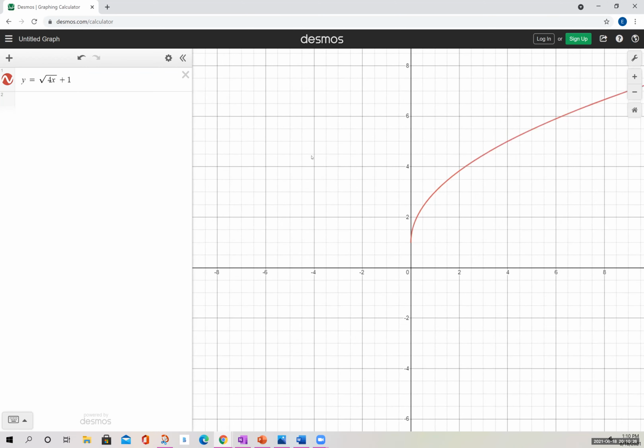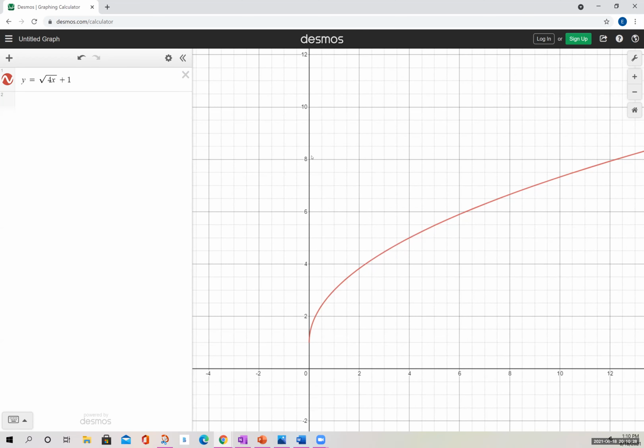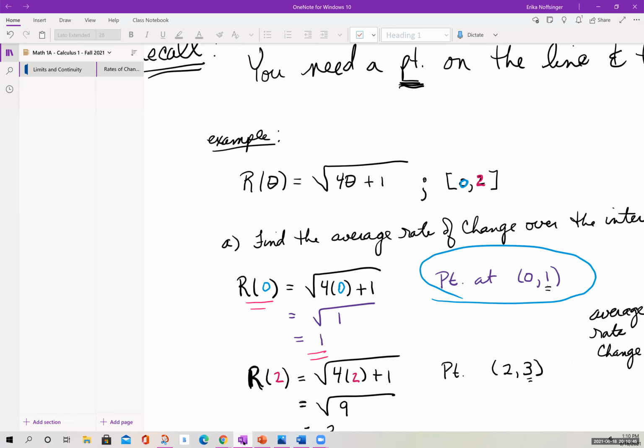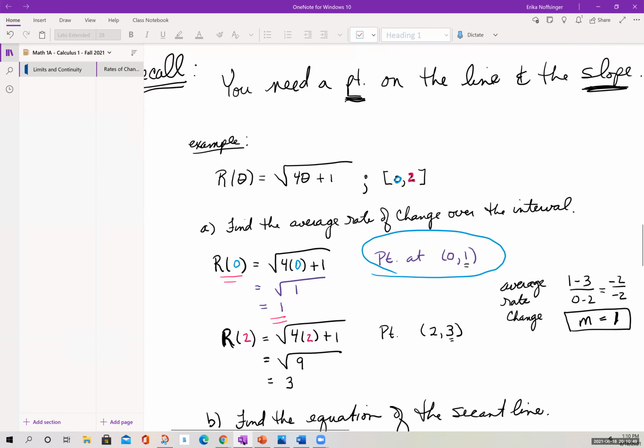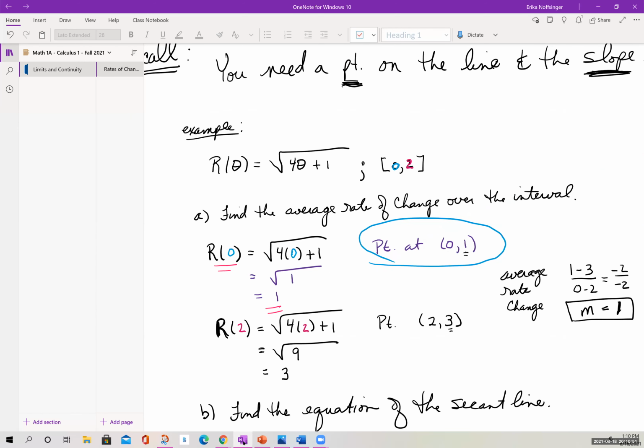Okay, so we have this picture here. And then what we wanted to do was find the slope of the secant line between the point 0 and I believe it was 2. So let me just go back to this. Find the average rate of change, the slope over the interval. Actually, it was at 0, 2.